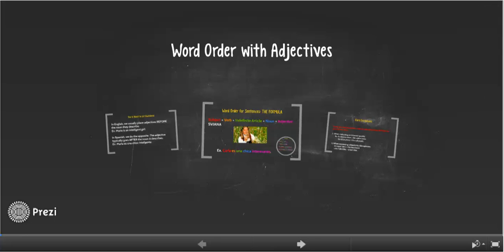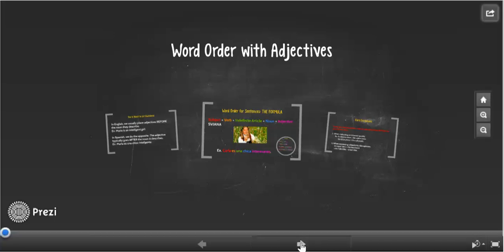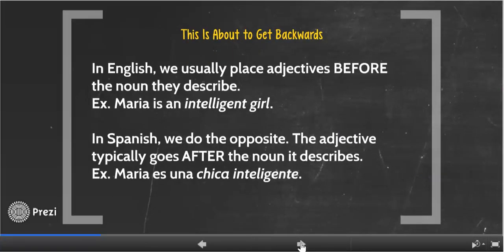Alright guys, so this one is kind of short, should be pretty easy. We've been focused a lot lately on how to write sentences, so I thought, hey, a little word order with adjectives was in order for today's lesson. So here we go. This is about to get all kinds of backwards.